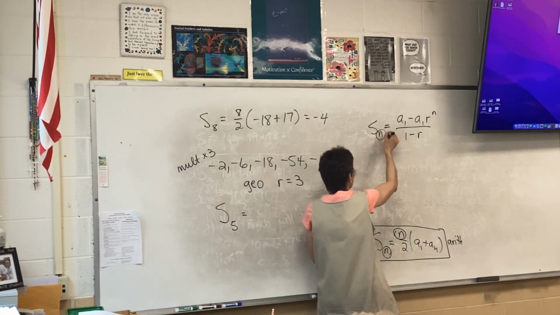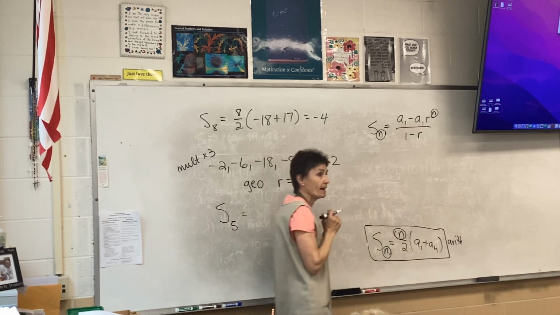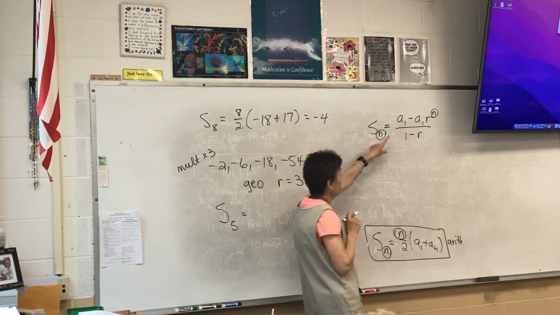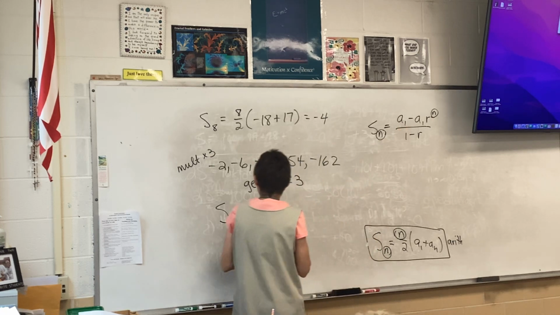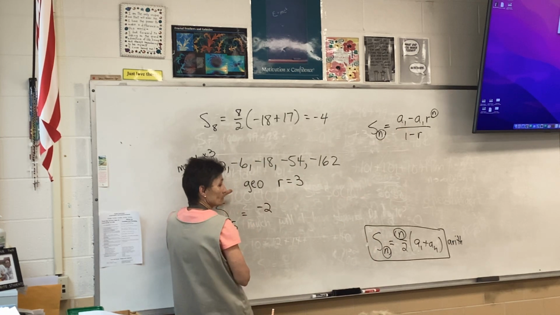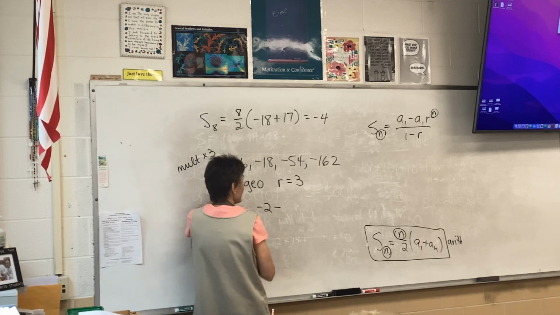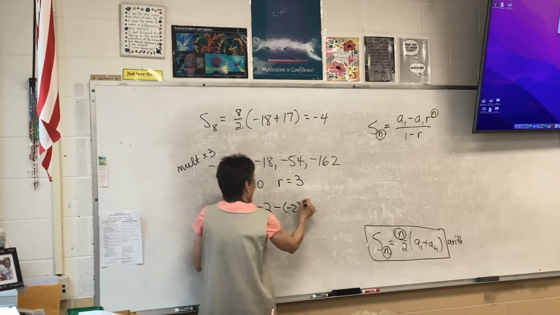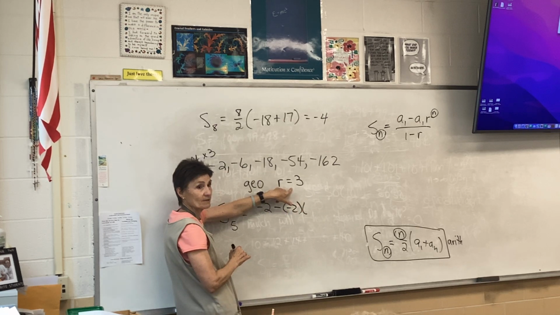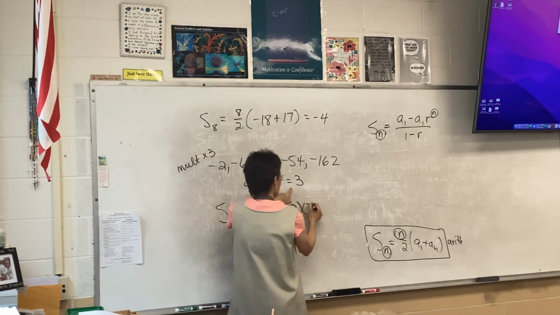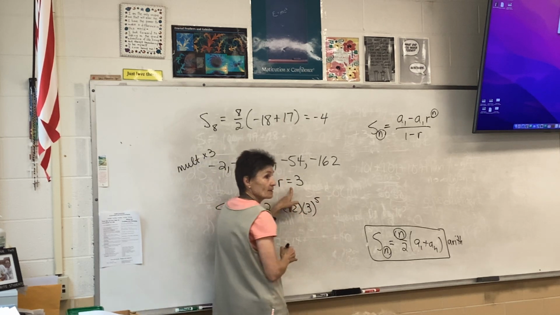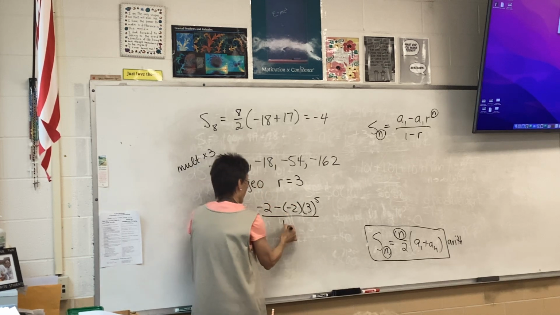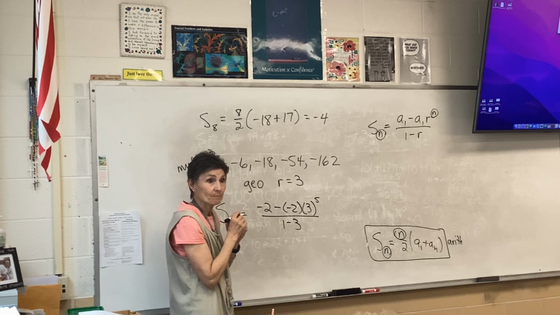Every n in the problem then is going to be a 5. What does a sub 1 stand for? First term, we know what that is, -2, minus another -2 times r, which Ayrton figured out was 3 to the 5th, divided by 1 minus 3, which is -2.